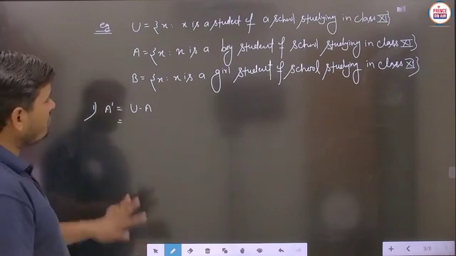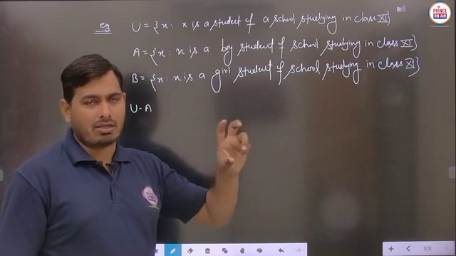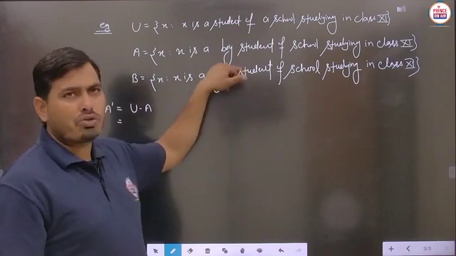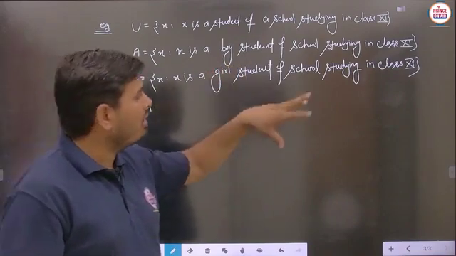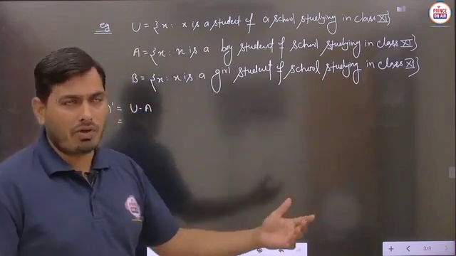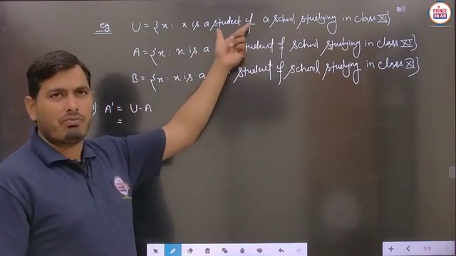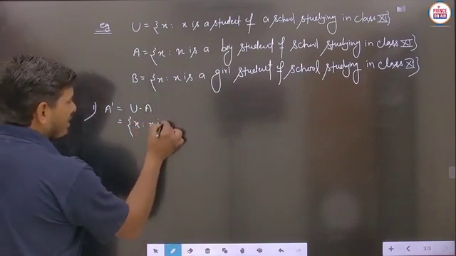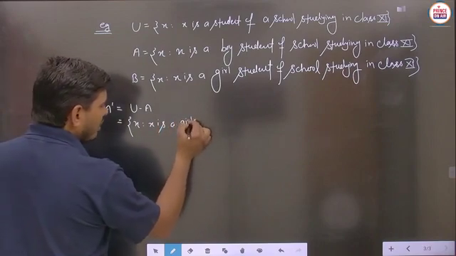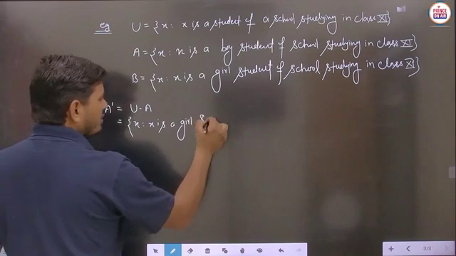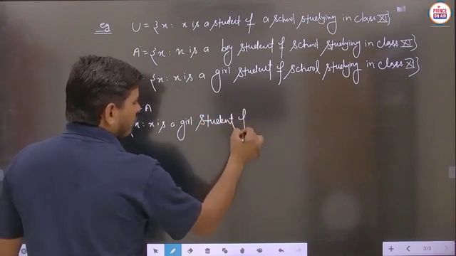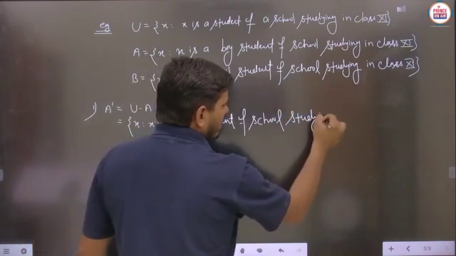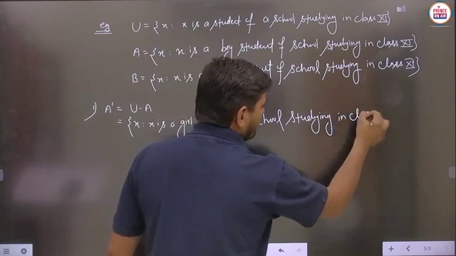So in the case of the universal set, all the students of class 11th are to be taken, but A means only the boy students, or the male students, of class 11. Then for U minus A, we have to subtract this set A from the universal set. Then the remaining part will be written like this: X such that X is a girl student of school studying in class 11th. Is it to be clear?